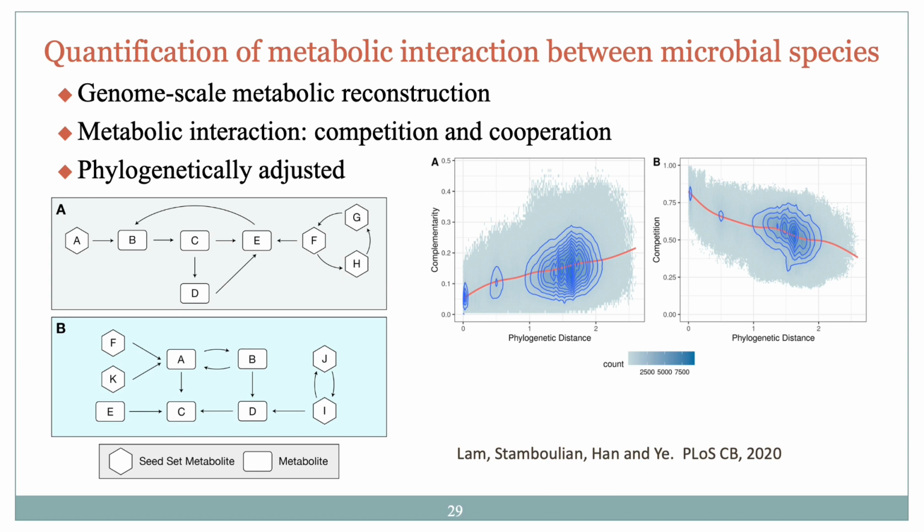Bacteria need to rely on some metabolites that they cannot produce themselves. So if we happen to have a species that can produce a metabolite that's needed by another species, there is a potential cooperation between these two species. And of course, if two species compete for the same resource of metabolites, there's a potential competition.